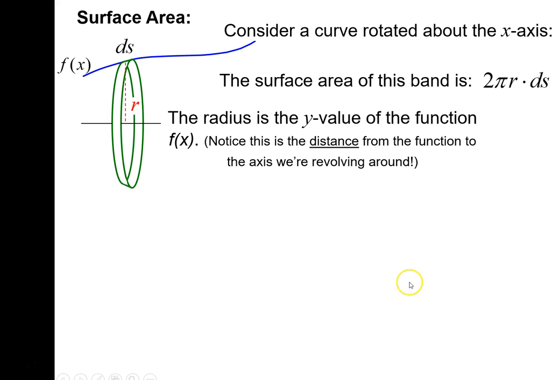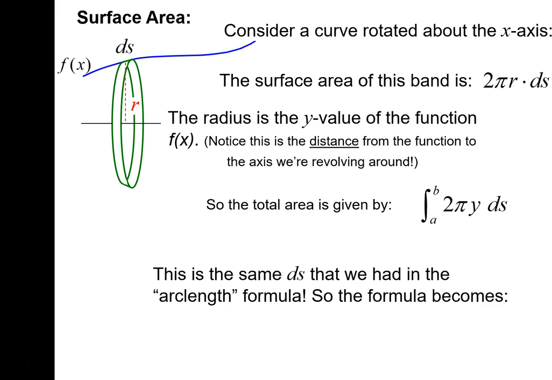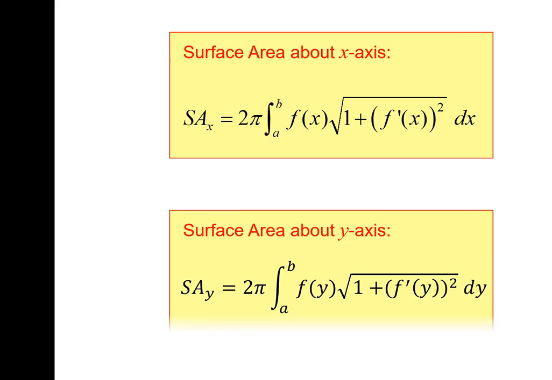So the total area given, let me show you what we've got here. We're looking at the surface area of this cylinder, so it's 2 pi r. R, of course, is the y value where the function hits the curve, and ds, of course, is the arc length. Now, how do we get arc length? Well, that's what we did just a few minutes ago earlier in the PowerPoint. So the ds becomes the arc length formula we had just a few minutes ago. Let's put this all together.